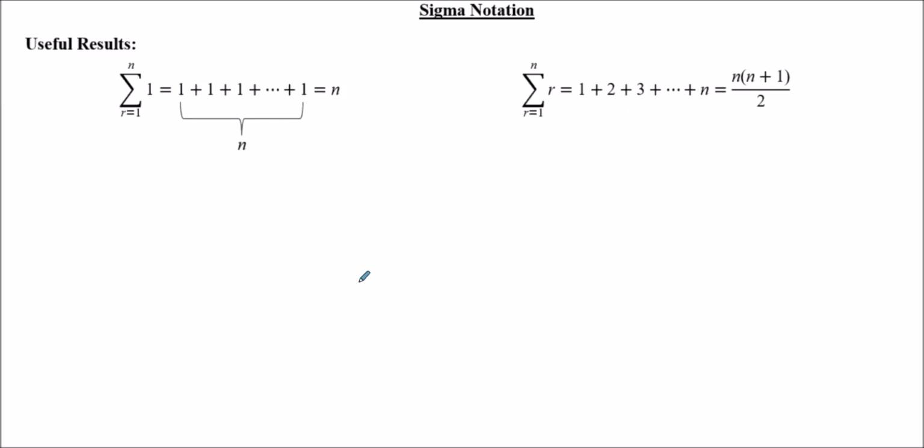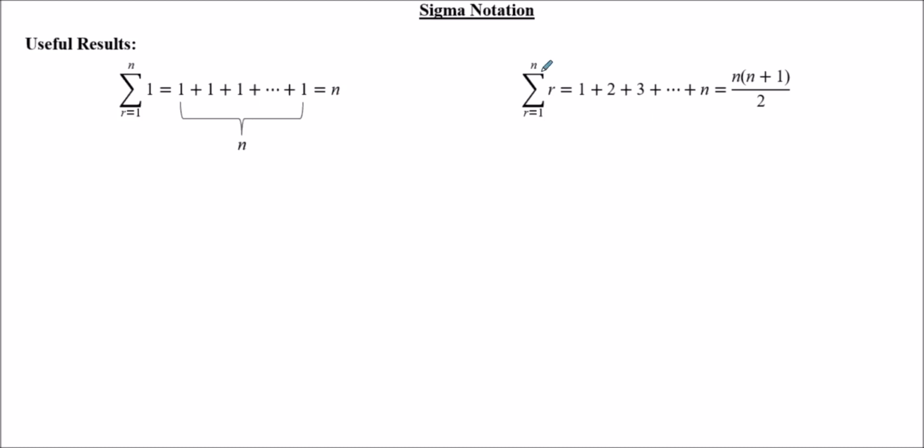Two important results though. If you sum together from r being 1 up to n of just 1, this means 1 plus 1 plus 1, n times. So this just gives you n. The sum of one unit, n times, is just 1 times n, which is n. Trivial result, but worth knowing.